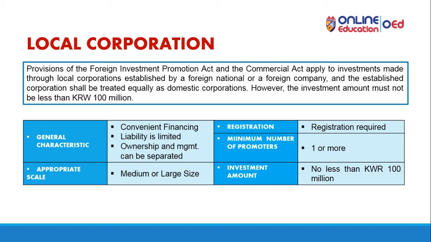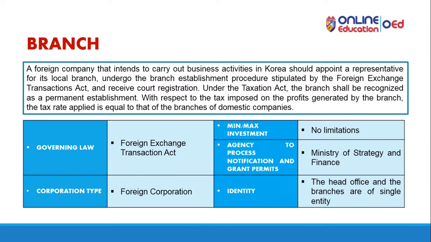So we have the general characteristics: convenient financing, limited liability, and ownership and management can be separated. Its appropriate scale is medium or large size, unlike a private business, which is a small one. For a private business, no registration is required. However, for local corporations, which are bigger, registration may be required by the government, with a minimum number of promoters of one or more, and an investment amount not less than 100 million Korean Republic won.